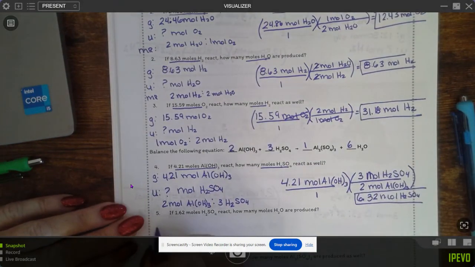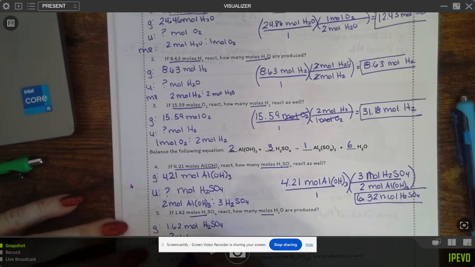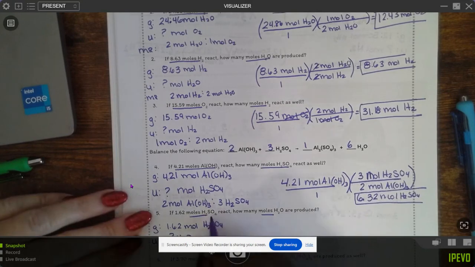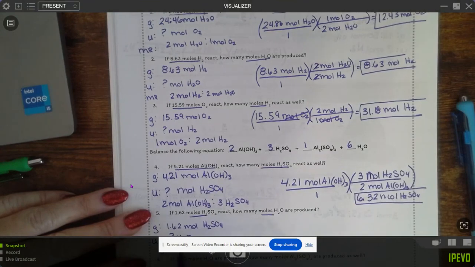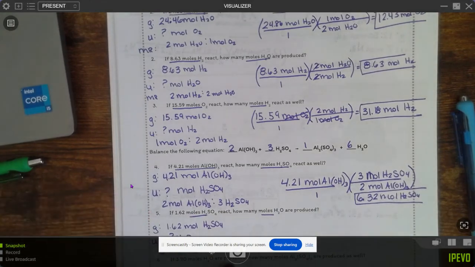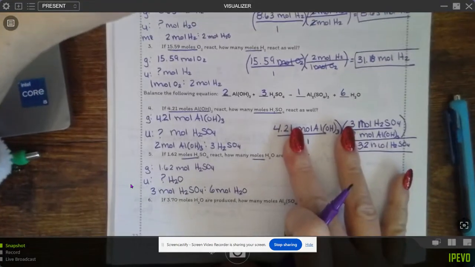Number 5, I'm given 1.62 moles of H2SO4, and I'm looking for how many moles of water, H2O. All right. So my mole ratio is going to be, let's see, H2SO4, 3 moles H2SO4 is needed to make 6 moles of water, H2O. Okay. And we can write it as H2O now. We only write it as HOH when we're doing that actual balancing.